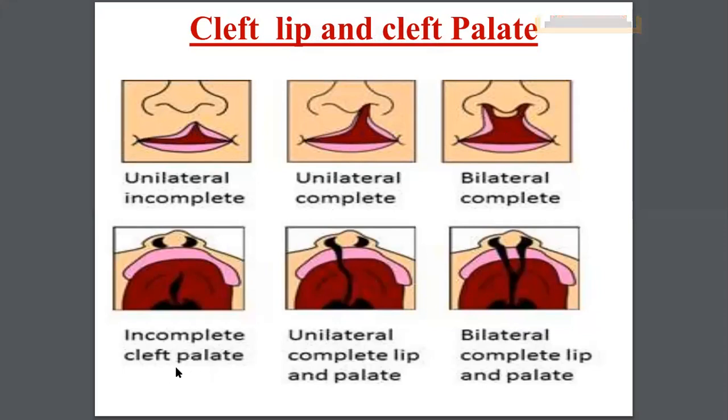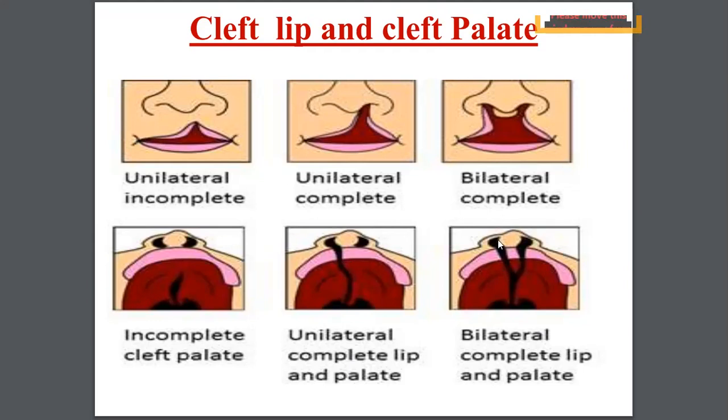Now let us see cleft palate. Now you see this area is upper lip and this area is hard palate. So here the hard palate is not fused from the posterior aspect. This is incomplete cleft palate. Unilateral complete lip and palate. That means the lip is not fused, isn't it? And even the palatine bones are not completely fused.